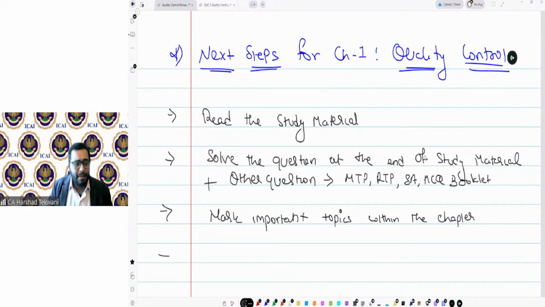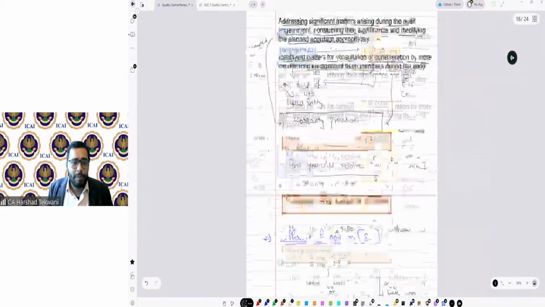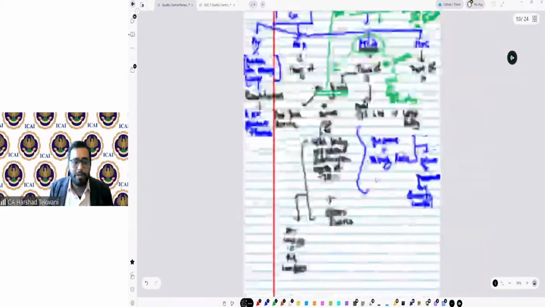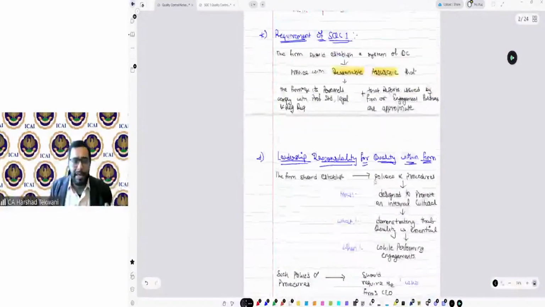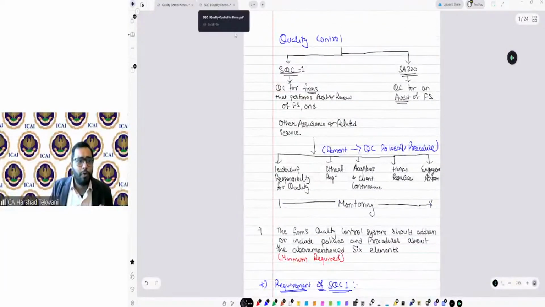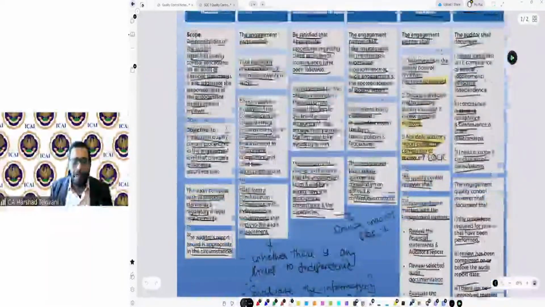And based on these important topics, prepare summary notes of the topic. I have prepared the summary notes, but if you prepare the summary notes in your own words, trust me, it will be really helpful for you guys. These both will be available to you. It's not the case it will not be. These both will be available to you.